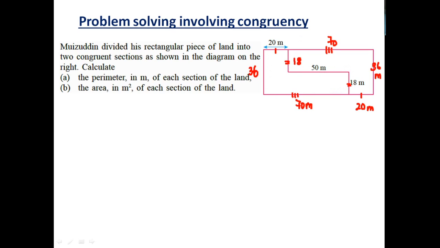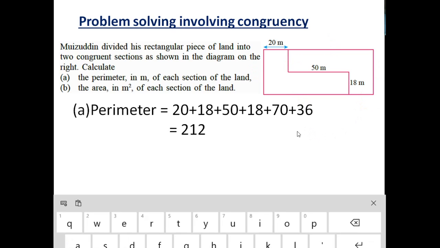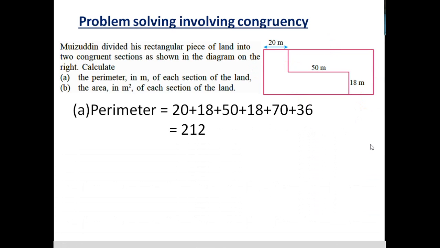Okay. So now let us see the solution. So perimeter is 20 meters here, plus 18, plus 50, plus 18, and then plus this 70, and then plus this 36. So the total is 212 meters.